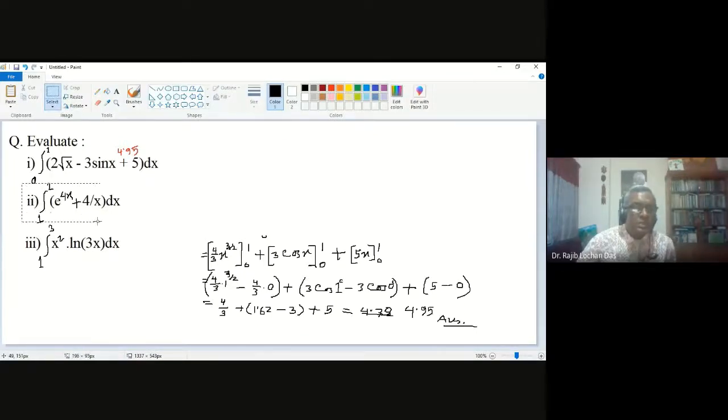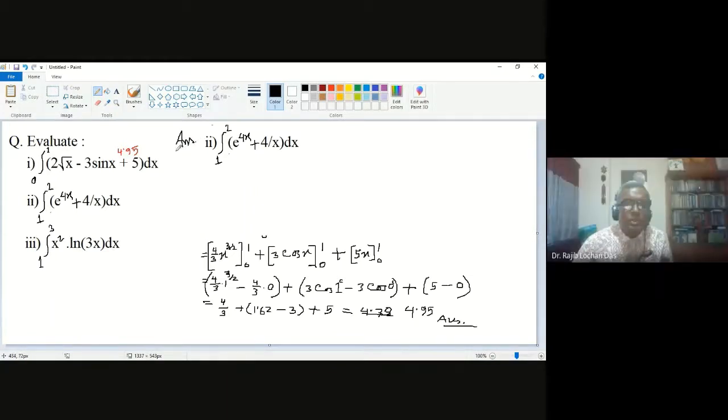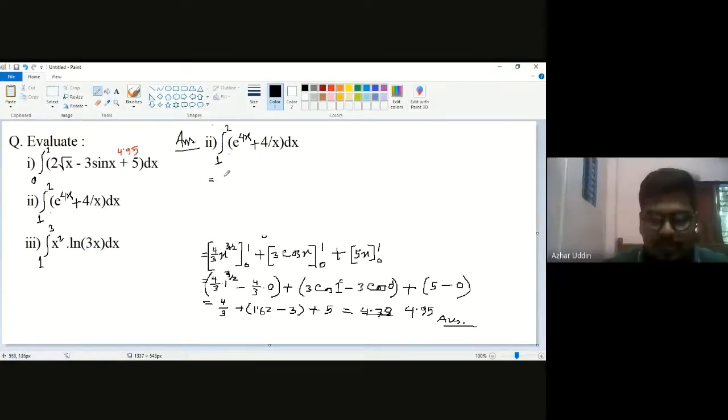Sir, can I ask one easy question? Yes. Sir, if I don't write the integration sign separately, and if I write directly the bracket with 1 and 0, will that also be a problem? No, that is not a problem. That will also be correct. I am doing it separately because you will feel more comfortable for better understanding.